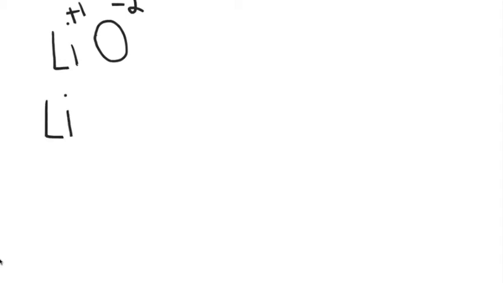So we're going to have Li2O. This 2 down here represents that there are 2 atoms of lithium in this ionic compound. Since there's nothing under the oxygen, that means that there is only 1 atom of oxygen in this ionic compound.